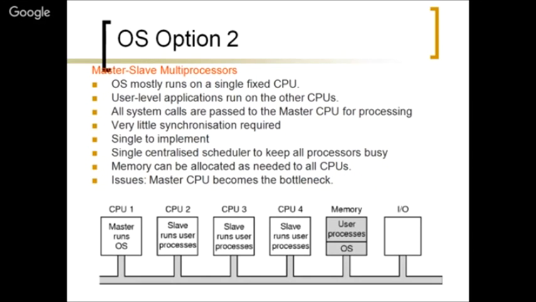A centralized scheduler is there to keep all processors busy, so we have to schedule things accordingly. Memory can be allocated for all the needed CPUs. But there is one issue: the master CPU becomes a bottleneck. However much you scale up, there is a limit. You can't connect a large number of slaves to one single master. So we have the master CPU, a number of slave CPUs, some user processes and the OS with some memory, then some I/O devices.